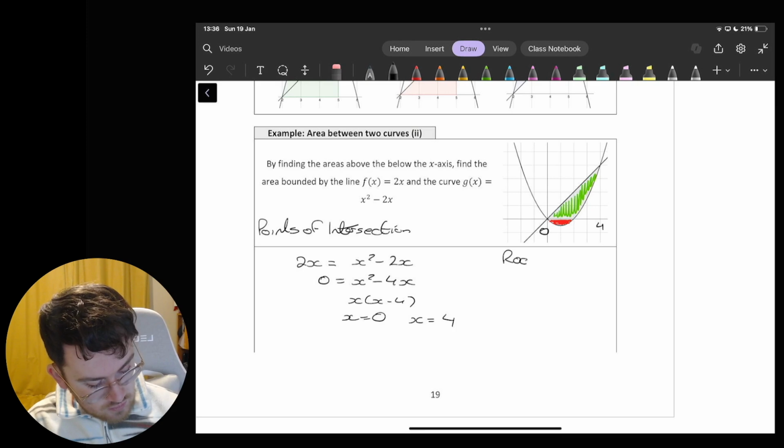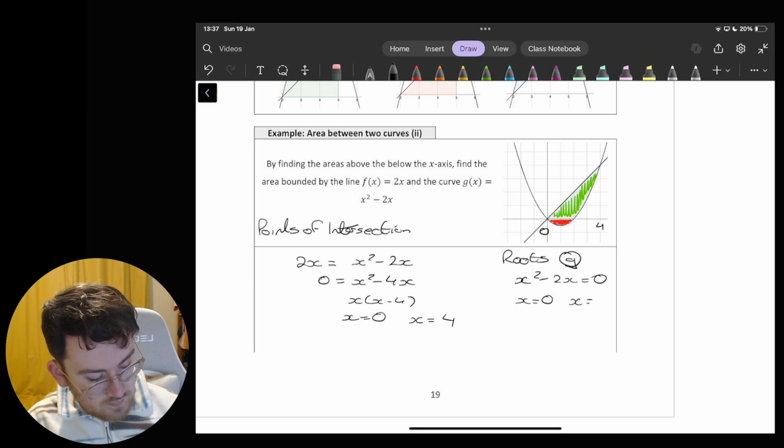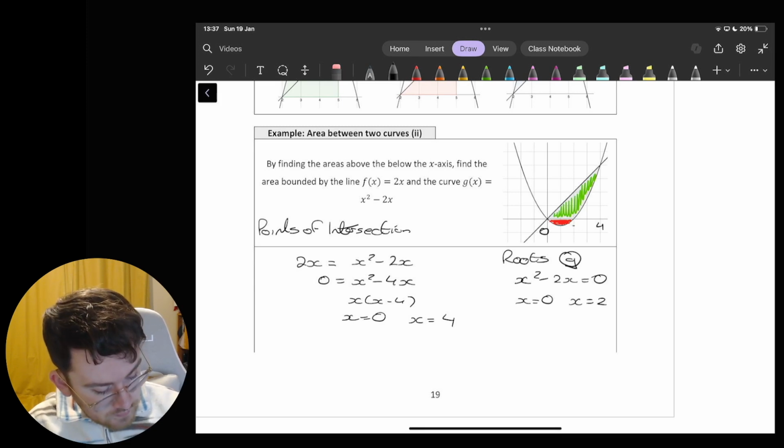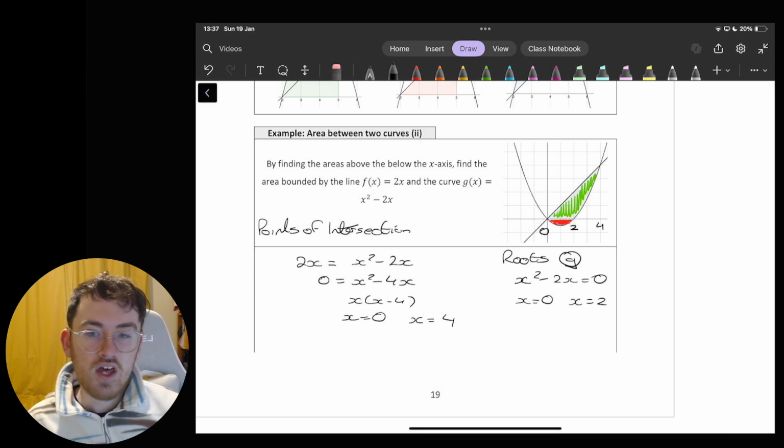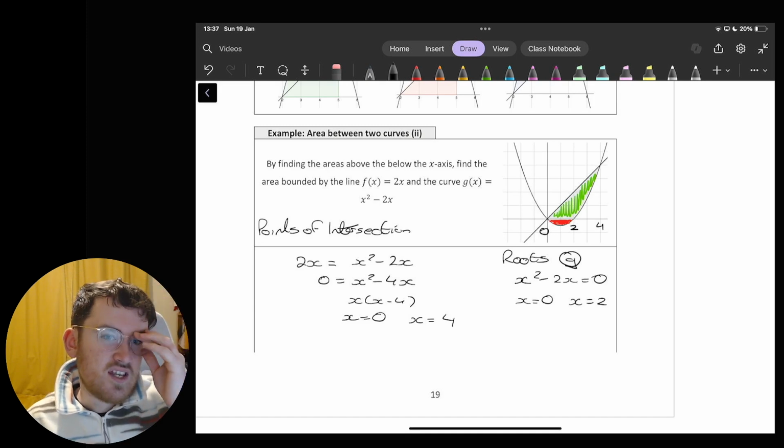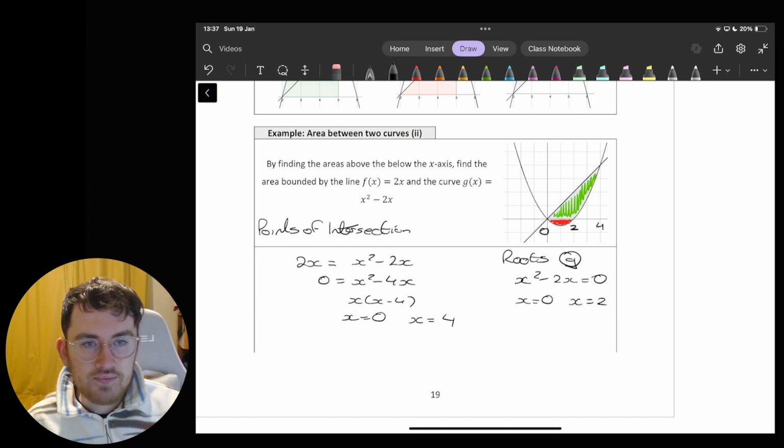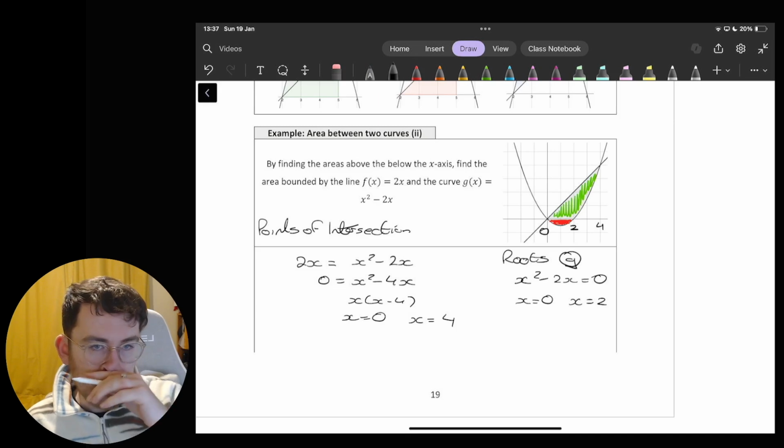I'm also going to find roots of g. And the roots of g, x squared minus 2x equals 0. So those roots I can kind of tell already, 0 and 2. So this is the value of 2 here. Okay, the main reason I want the roots here is that I can see that this negative region is the region from 0 to 2, and then the positive region is kind of all the region above that.